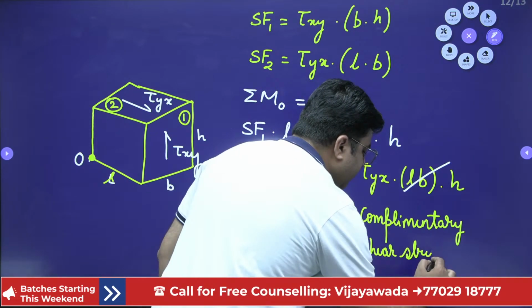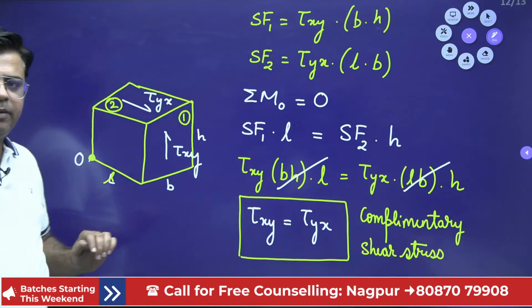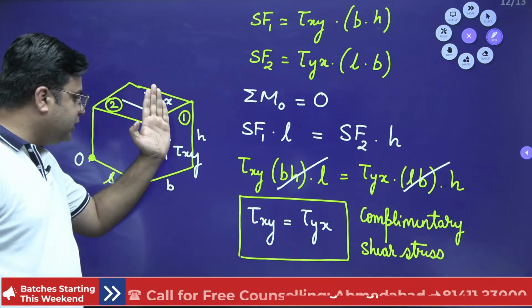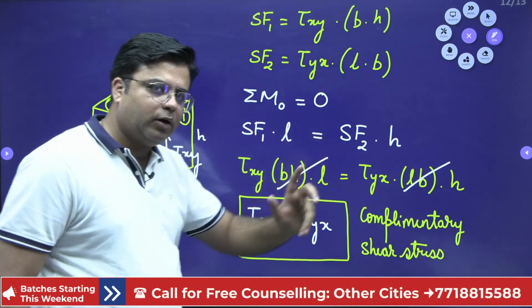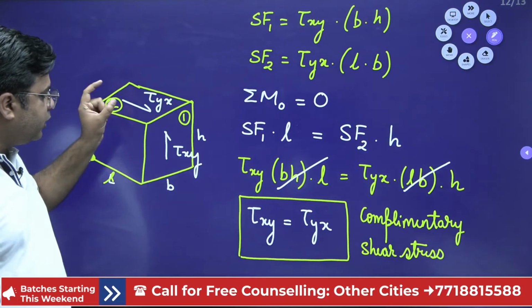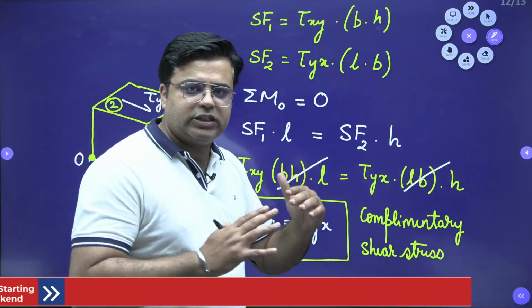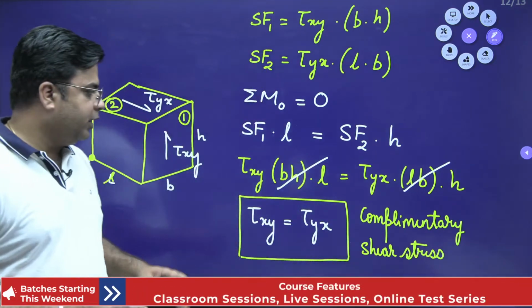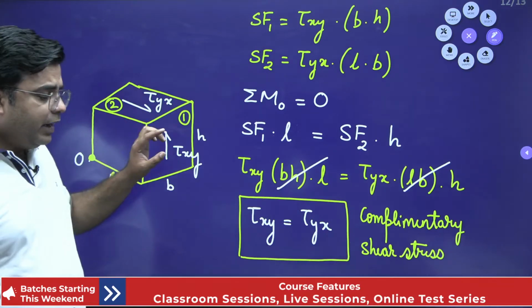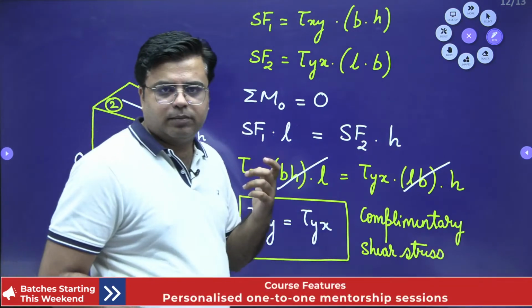And why will complementary shear stress be there? In order to keep this system in equilibrium. Just imagine only one shear stress is acting, right? So this system is going to rotate about this point O. In order to keep the system in equilibrium, you will always find a complementary shear stress developed in the system. So anytime you say tau xy, it is understood that tau yx will be there in the system.